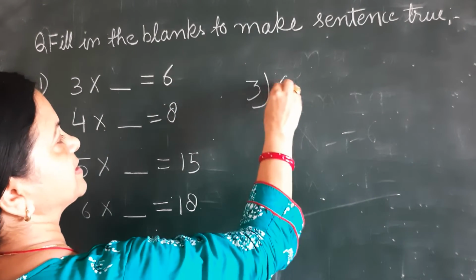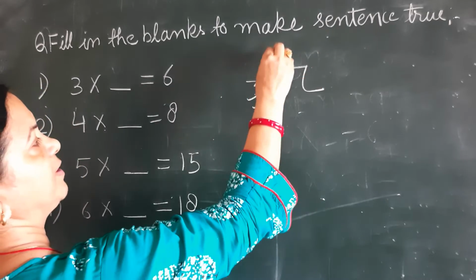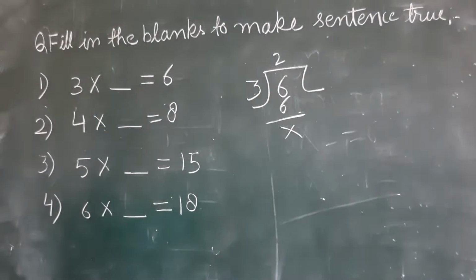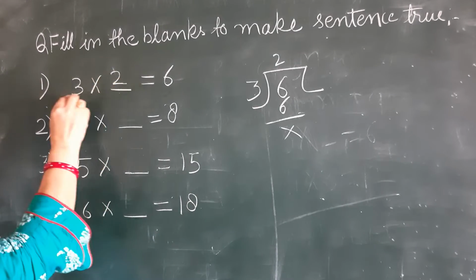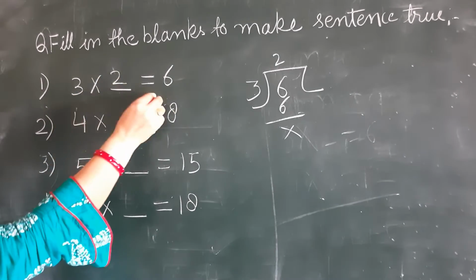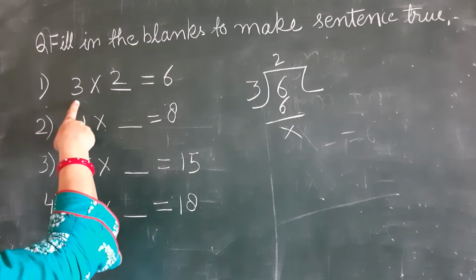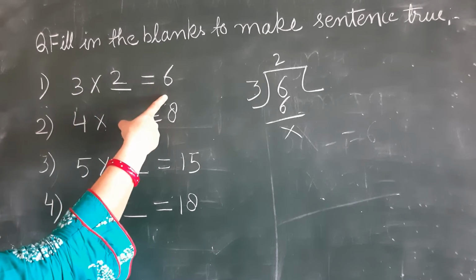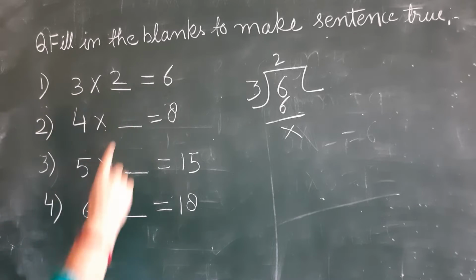We will divide this 6 by 3. Then what will our answer be? 3 twos are 6. Okay students, so we will write 2 here. Now this sentence is true, meaning this is equal to this: 3 into 2 is equal to 6. Both the sides are equal.